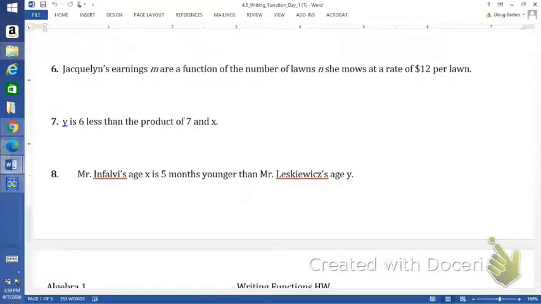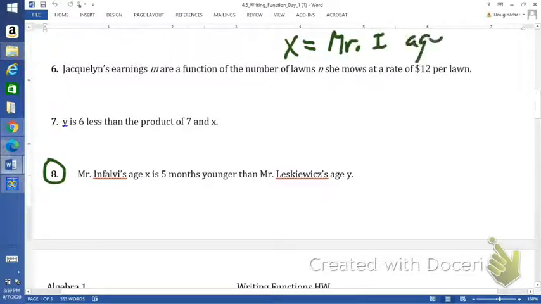All right, number 8. Mr. Infalvi's age X is 5 months younger than Mr. Leskowitz's age Y. Alright, so X equals Mr. Infalvi's age, Y equals Mr. Leskowitz's age. Okay, what depends on what? Mr. Infalvi's age depends on what Mr. Leskowitz's age is.